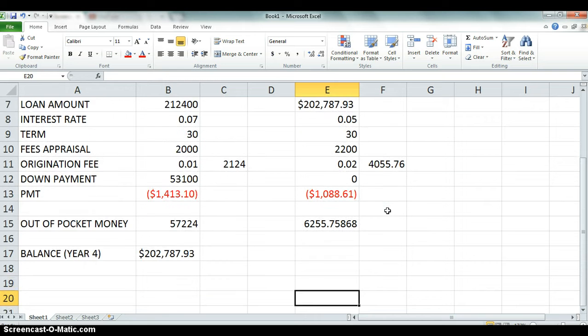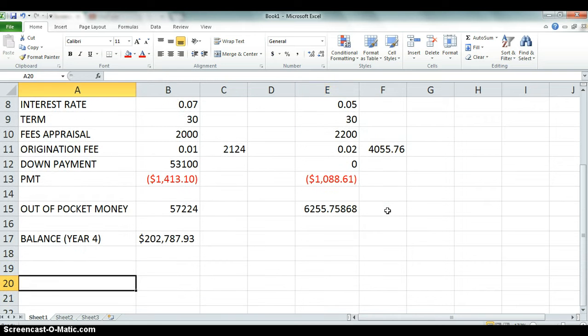Okay. Now we're going to move on to calculating the payoffs in both loans, the payoff in the old loan and the payoff in the new loan, to be able to do the cash flow analysis. So we're going to do payoff old loan.